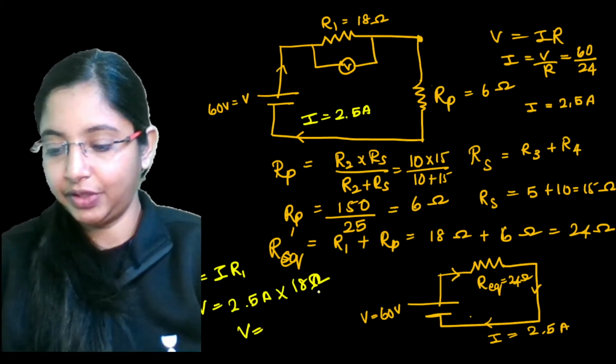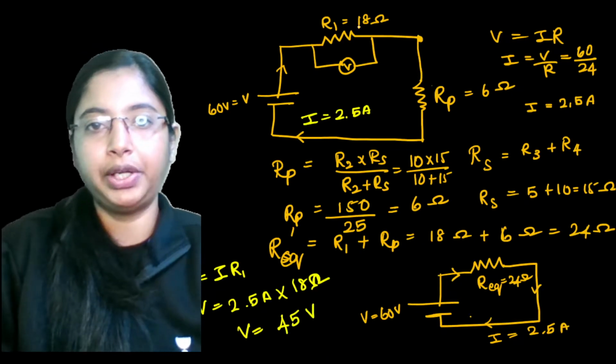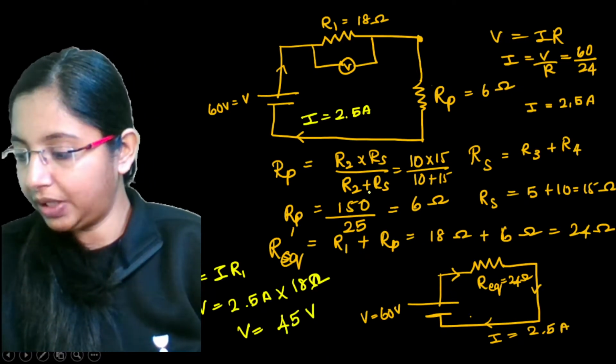Okay, 2.5 into 18, you will get 45 volts. So the voltage drop across the resistance R wire will be around 45 volts.